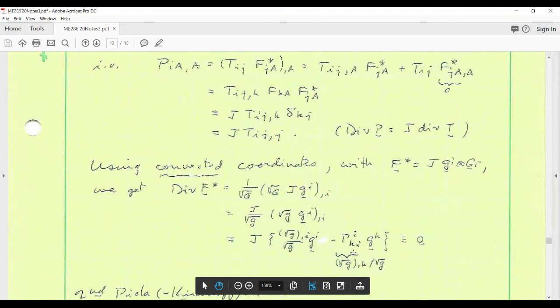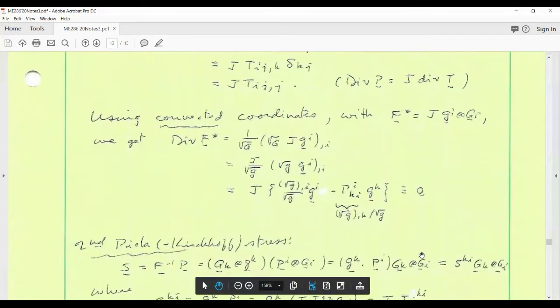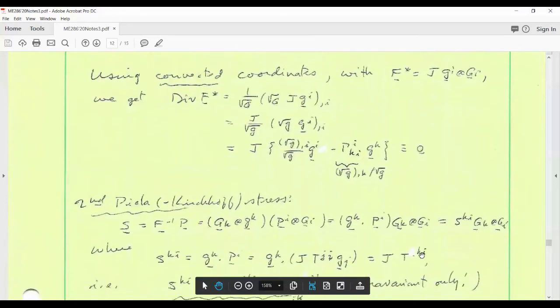Because the summation index here is K, here it's I, but it doesn't matter, the same summation index. This is a covariant index on this partial derivative, and this should be a superscript Gi. These exactly cancel out. So in convected coordinates, you can see exactly why this is an identity. It's identically 0.